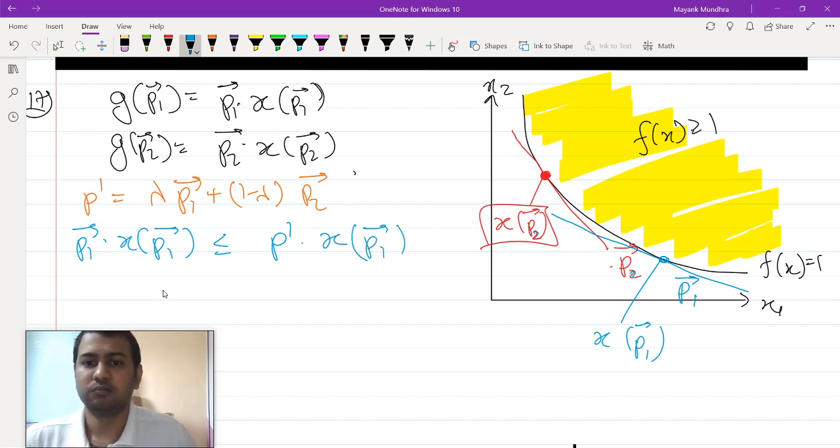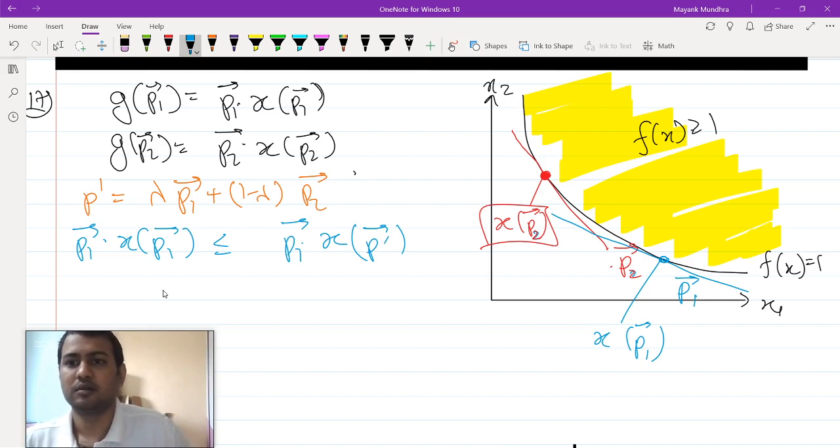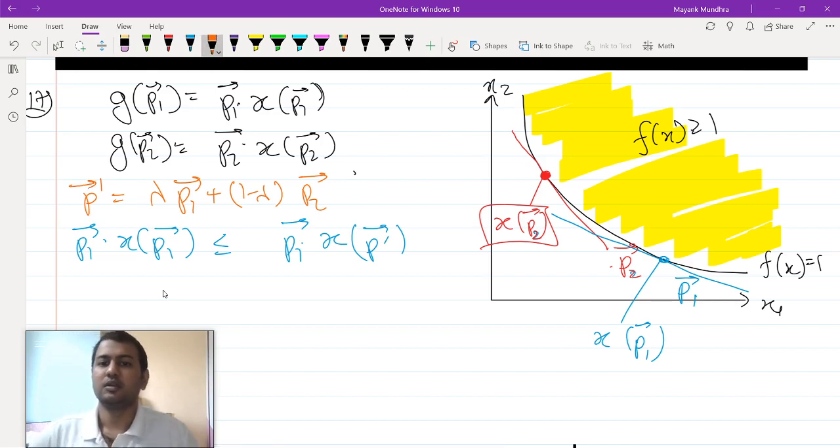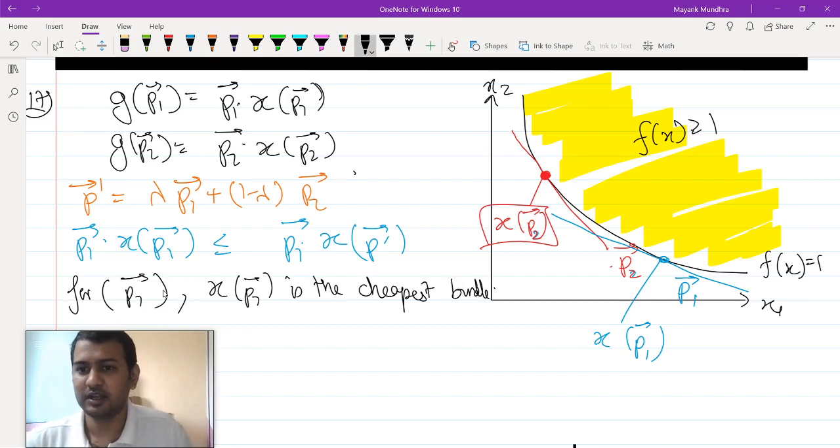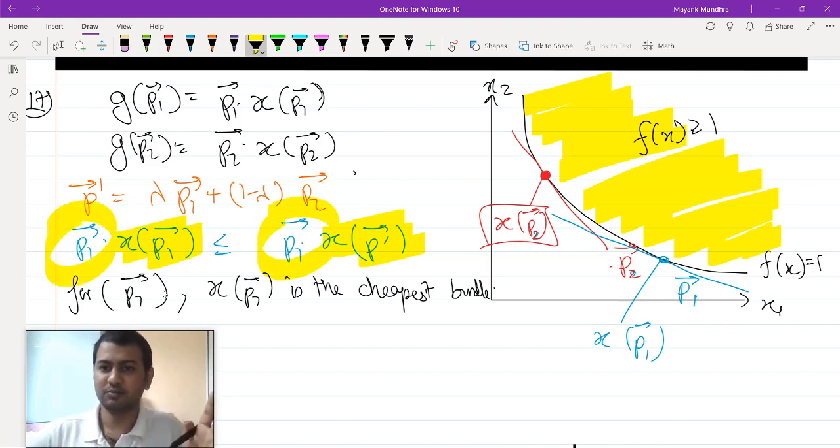Sorry, less than or equal to p1 vector dot x of p prime vector. Let me call this p prime vector. Now this relationship happens because for prices p1 vector, x of p1 vector is the cheapest bundle. That's given to me, that's basically your Hicksian demand. So x of p1 should be cheaper than x at p prime when prices are p1 vector. See, p1 vector is constant on both sides.